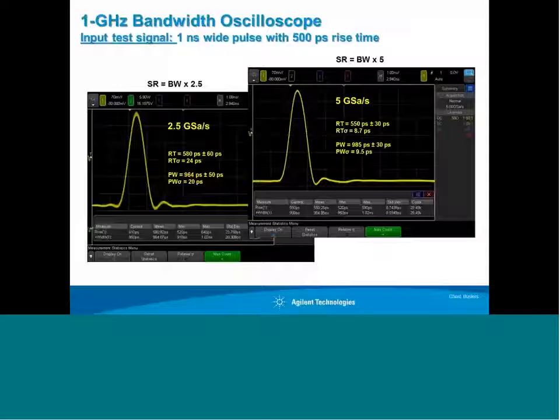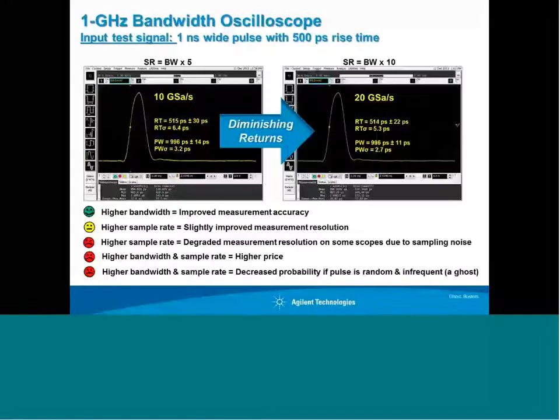The scope on the right that's sampling twice as fast is slightly more accurate. 500 picosecond input, we measure 550 picoseconds. So we're getting about 10% error, and the standard deviation is about 3 times better than it is with a scope sampling at 2.5 gigasamples per second. But both scopes can capture this very narrow pulse reliably. In this case, it is a repetitive pulse. But both scopes have the same probability if these narrow pulses were random or infrequent. They'd have the same probability.